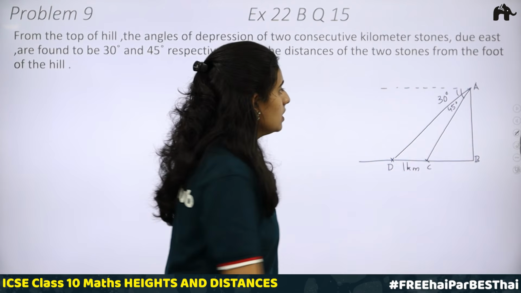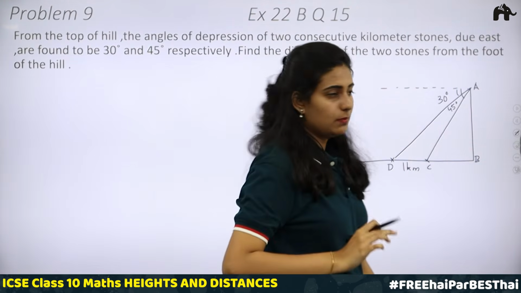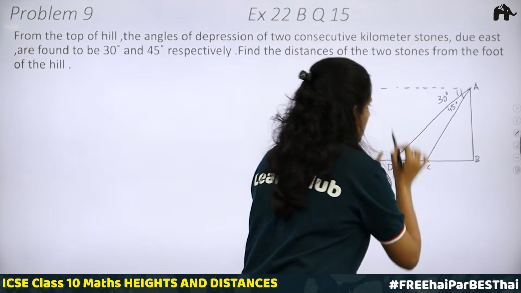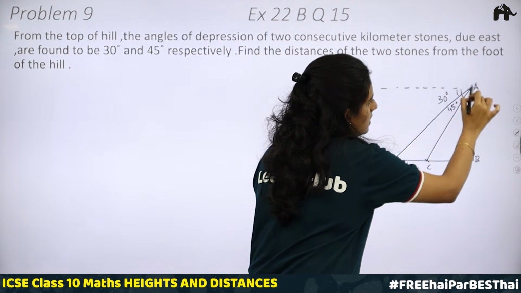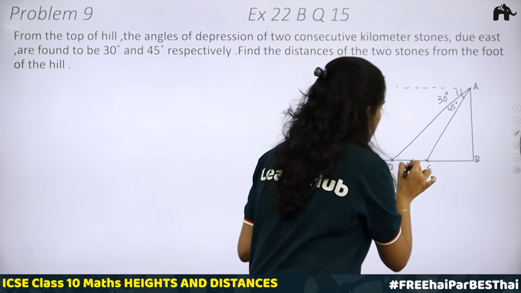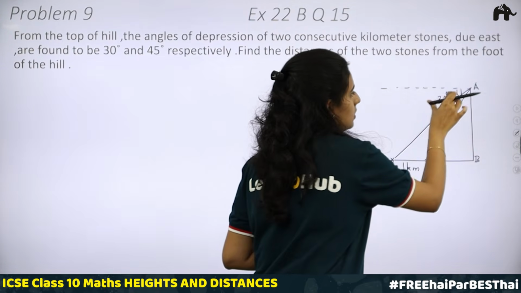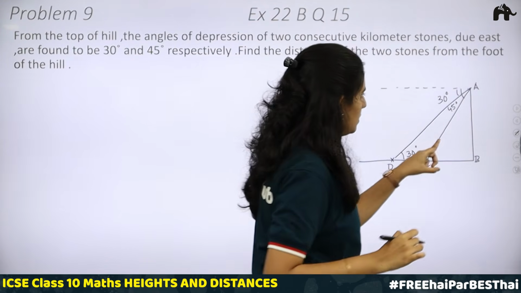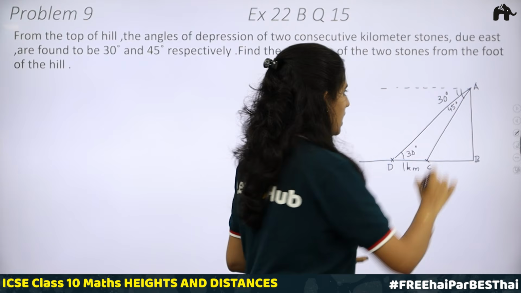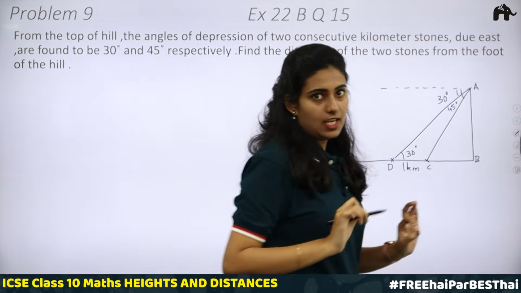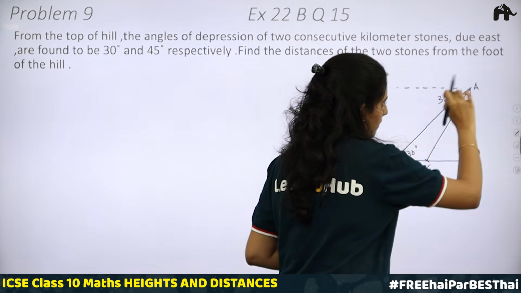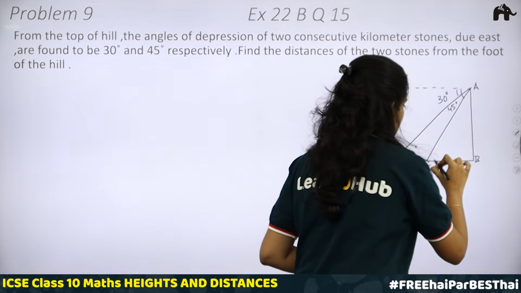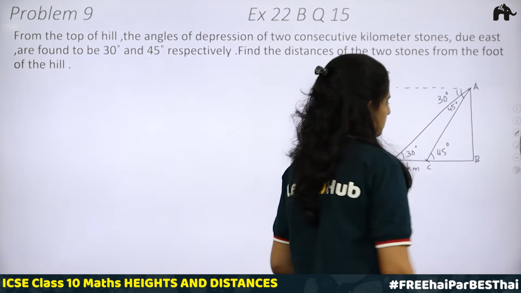Now, this angle of depression will be equal to the angle of elevation from here. If you are standing at D and looking at this point A, the angle of elevation formed will be equal to this angle of depression, which means here we will have 30 degrees. Similarly, when you are at position C and looking at A, the angle of elevation will be equal to this angle of depression, 45 degrees.